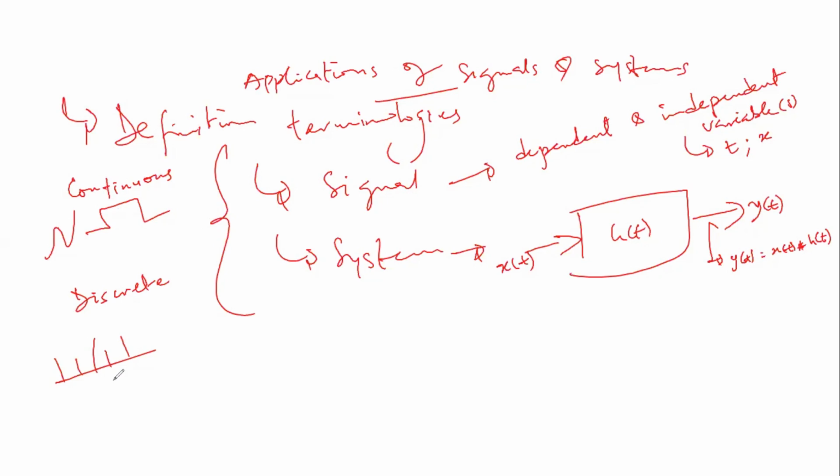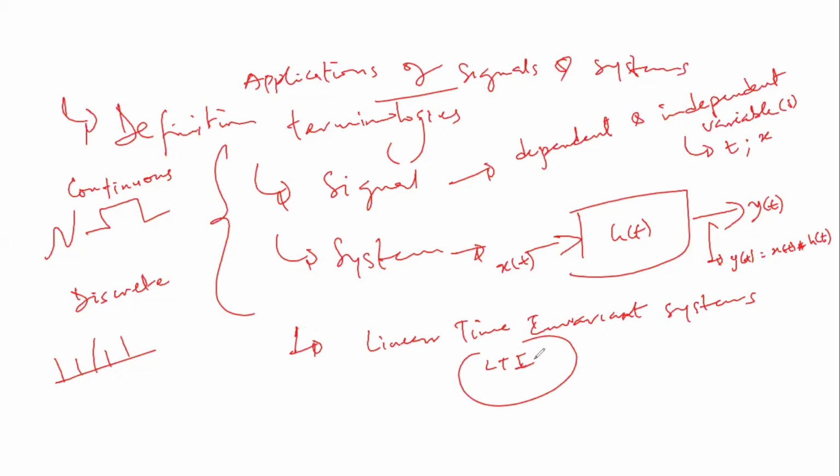And then we said designing practical systems could be very difficult, but there should be an approximation to ease analysis. And that actually brought us to what we call the linear time invariant systems. That's LTI. And then we went on to explain what these LTI systems are.